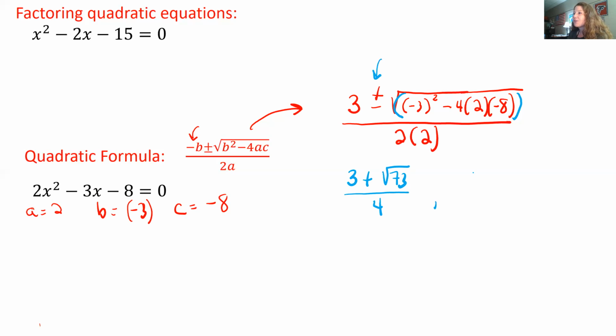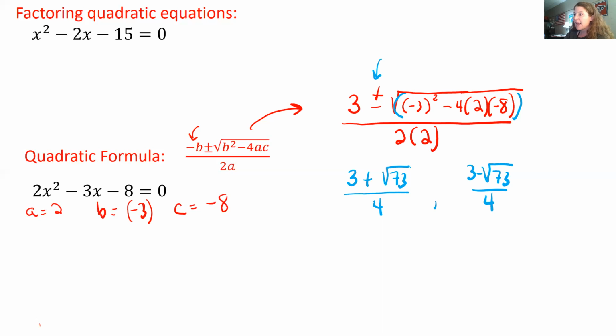And the second answer is 3 minus the square root of 73 over 4. And sometimes your problem will say, give me an exact answer. That's an exact answer, what we just wrote right there. Those are the two x-intercepts. And sometimes it tells you to approximate the answer, which means you need a decimal.